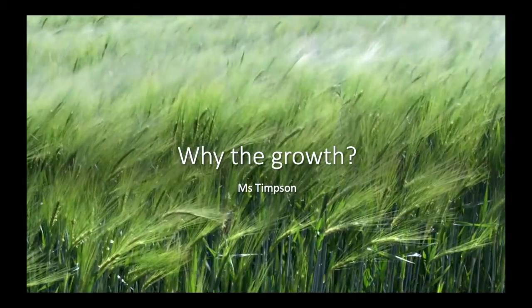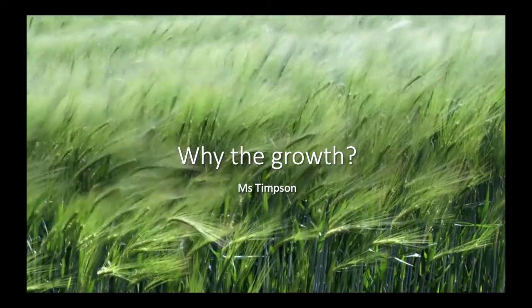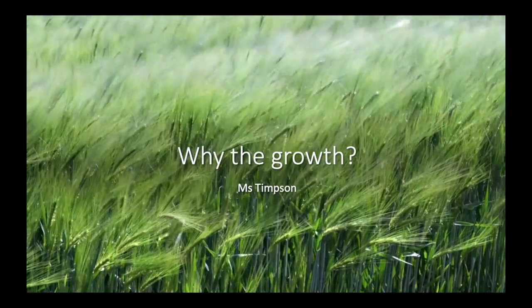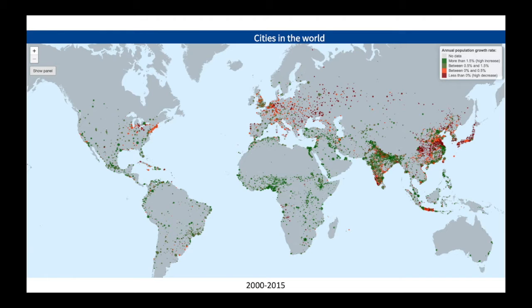So this video is about why urbanisation occurs. I don't know why, I just like the moving wheat fields, I'm sorry. So that's why you've got that as the slide. Okay, so let's actually establish that the growth has occurred.